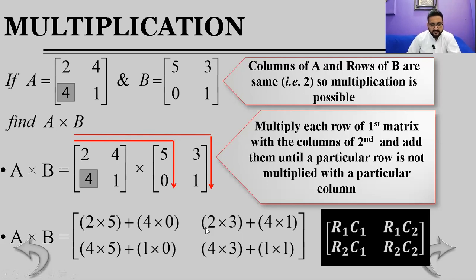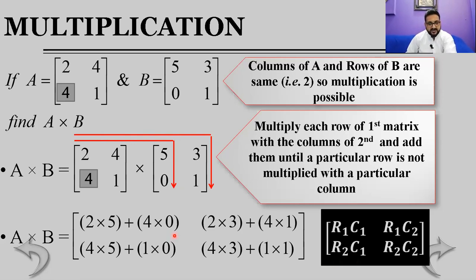Now first row second column. What is first row? 2 4, and the second column is 3 1. It means 2 multiplied by 3 and 4 multiplied by 1. Now applying second row, second row is this, that R2 multiplied by C1.